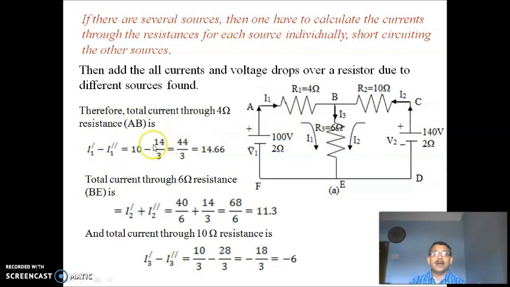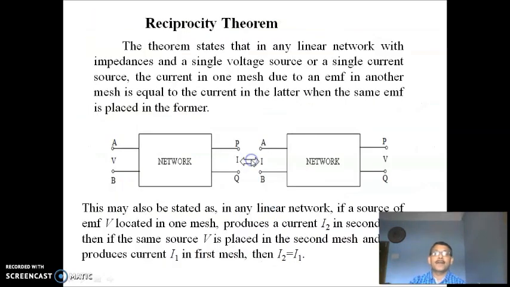Therefore, this will be the resultant current through the resistance R1, which is 14.66. Similarly, the current through the third resistance R3, 6 ohm, will be 11.3, and similarly, the current through the resistance R2 will be minus 6 ampere. Therefore, by using the superposition theorem, we can easily calculate the current through different resistances.